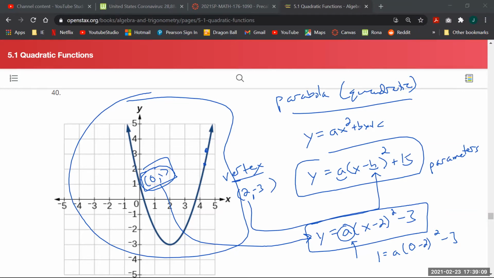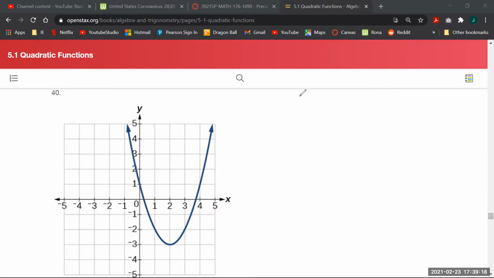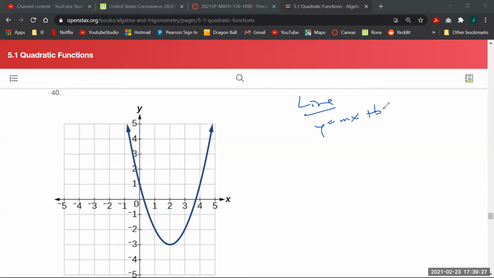All right, so let me show you what I mean real quick. Stay with me now, because this is kind of interesting. What's the general form of a line? y equals mx plus b. So how many parameters are there? Two. So I only need two pieces of information.